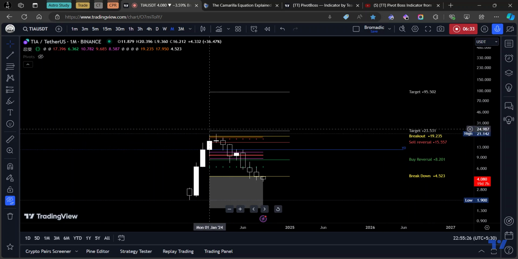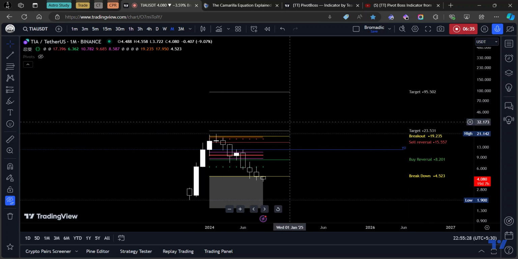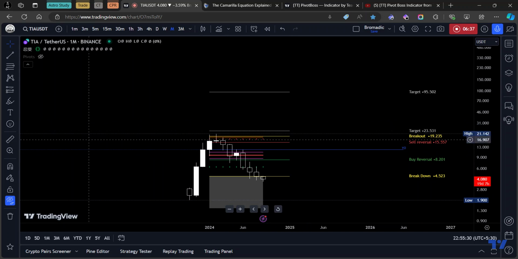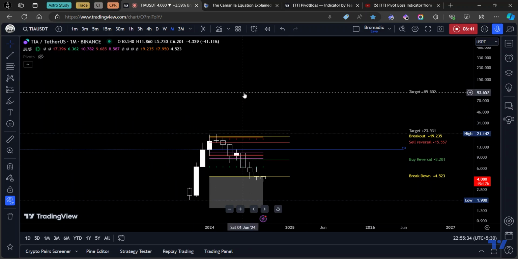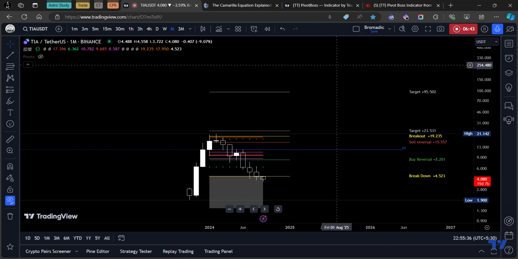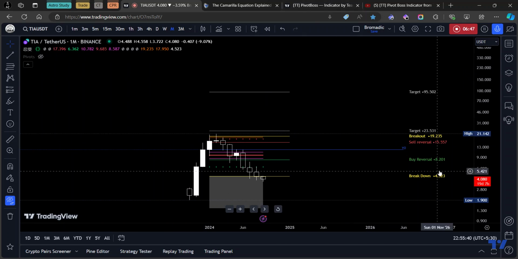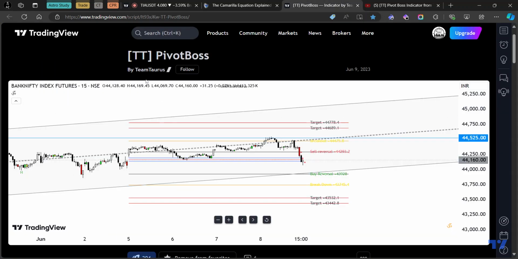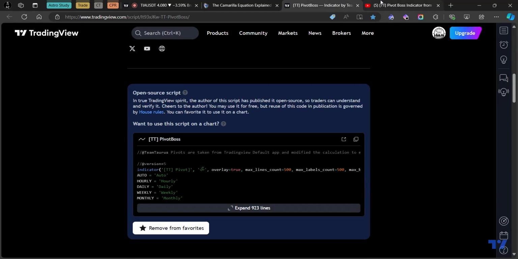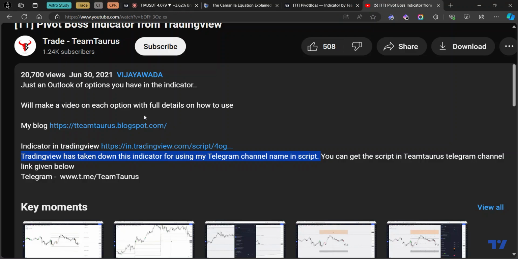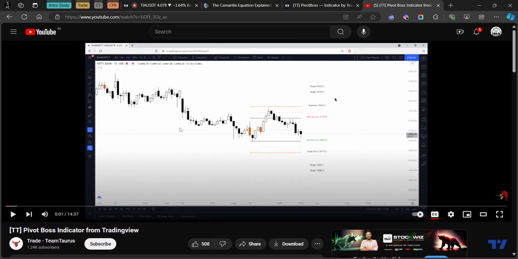I think I will probably make a strategy indicator on it and see the backtest on different scripts or different indexes, different time frames. We will see how it goes. I will share it with you guys. But yeah, this was the indicator that was shared by Team Taurus back in 2021. All right. So this was the original indicator that he had published, and he had shared a good video about it as well.